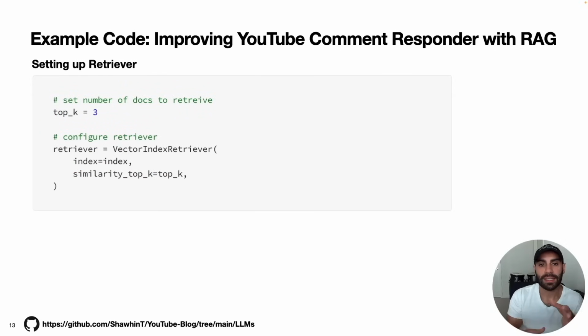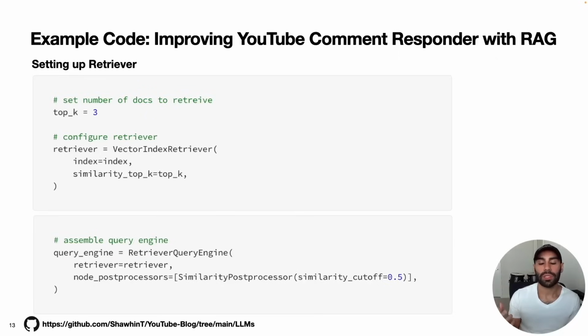With a knowledge base set up, the next thing we're going to set up is the retriever. First, we're going to define the number of docs to retrieve from the knowledge base, and then we're going to pass that into this vector index retriever object. The two things we need to pass here are the index, or the vector database, and the number of chunks to return from the search.